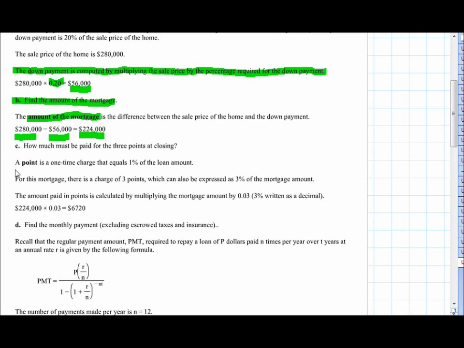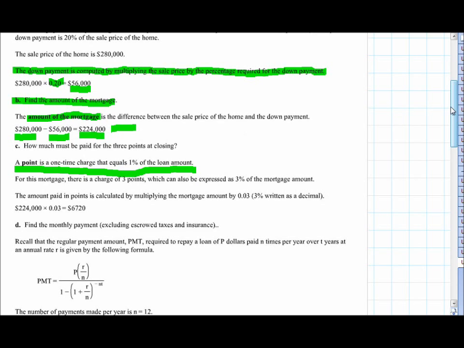Here's where they explain a point. And this is where you get dinged right when you're coming out of the gate of getting your loan. 1% is what you need to provide on this $224,000. And if and when you buy a house, this is an unavoidable thing. I bought a house this year. It was unavoidable. They hit me with points.